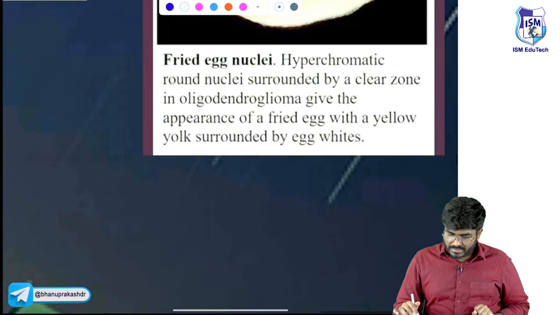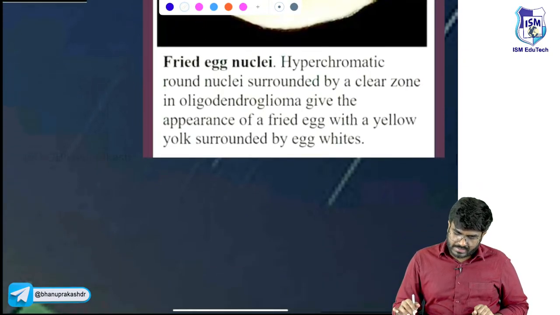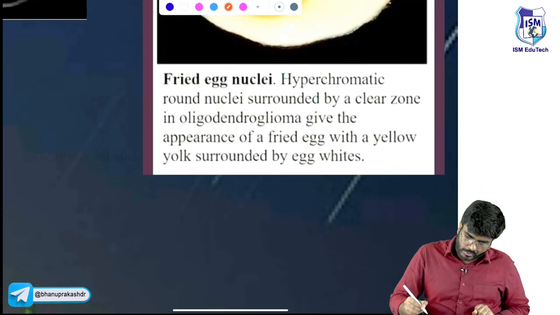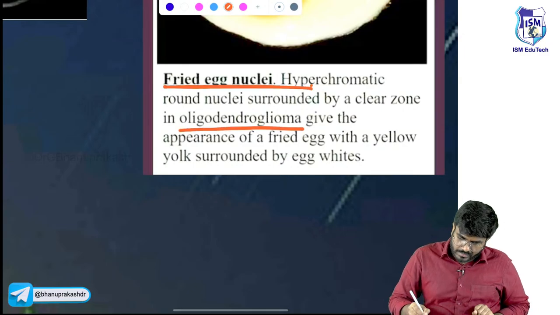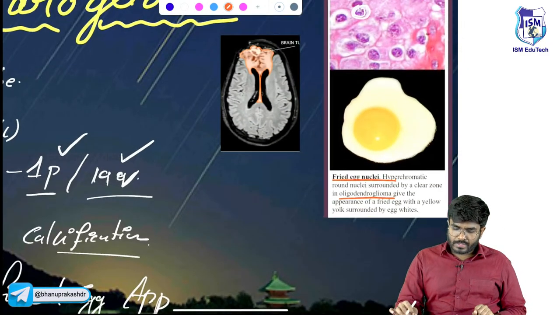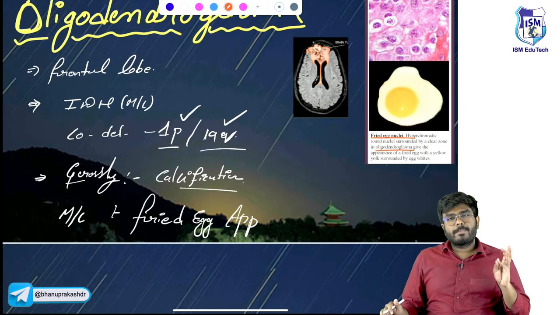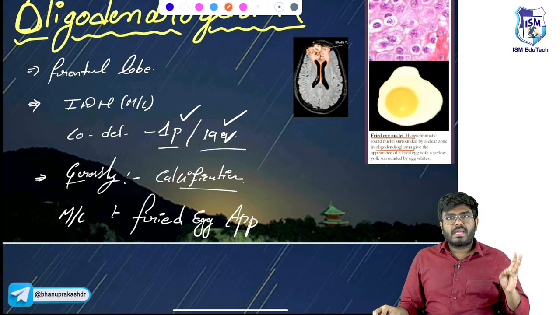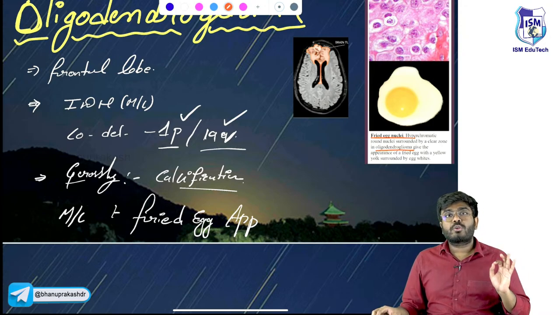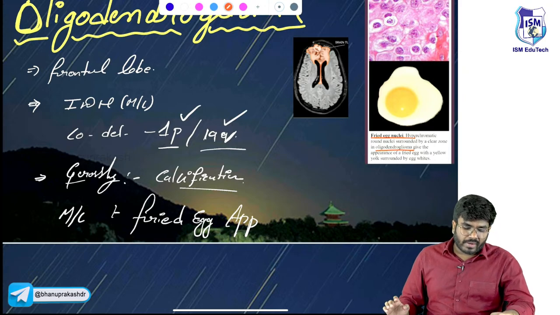Fried egg appearance is seen in patients who have oligodendroglioma. See, fried egg nuclei, oligodendroglioma. So in oligodendroglioma, the frontal lobe is affected, with IDH gene mutation and co-deletion of 1p and 19q. Grossly you can see calcifications, and microscopic examination shows the fried egg appearance.